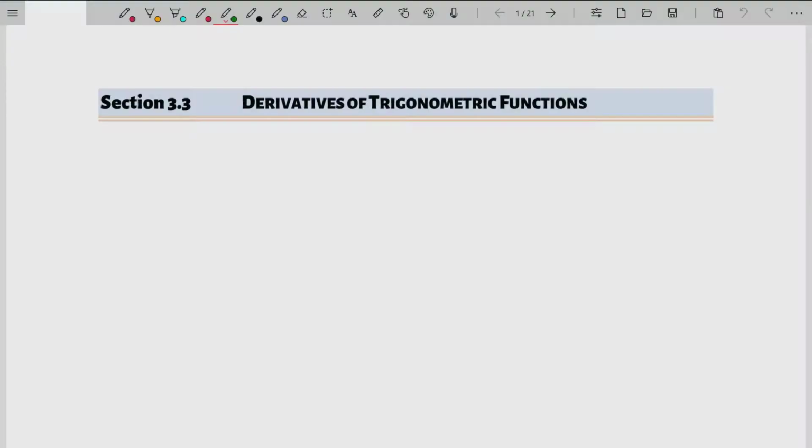Hello, my name is Roy Simpson, professor of mathematics at Cosumnes River College in Sacramento, California. In this video, we start going into derivatives of trigonometric functions, as you can see on the screen. But we're going to start with a tale of two lemmas.